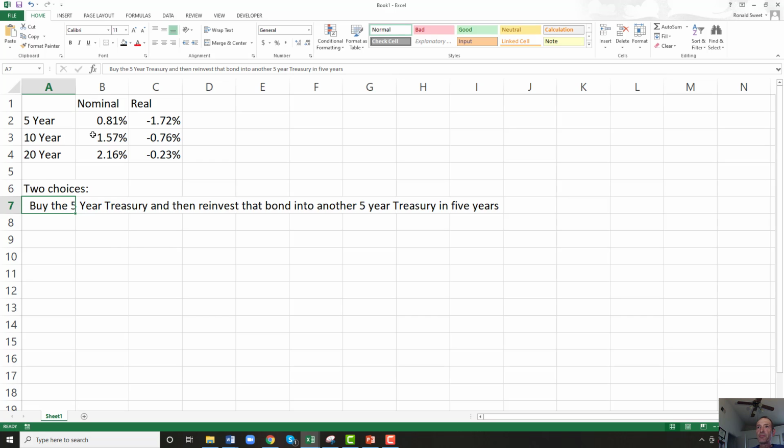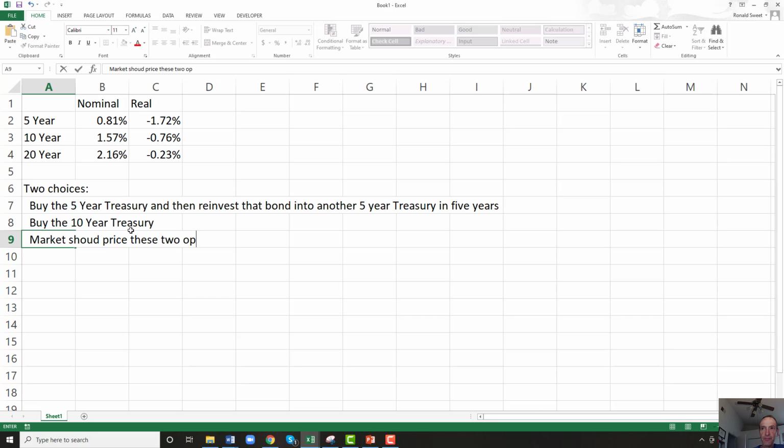All right, you buy this 5-year bond at 0.81%. It matures in 5 years, and in 5 years you take that maturity value and buy another 5-year bond. Or we could buy the 10-year treasury. So those are your two choices. And what we're saying is the market should price these two options to indifference. That is, an investor should be indifferent between those two decisions. They should view them as the same.